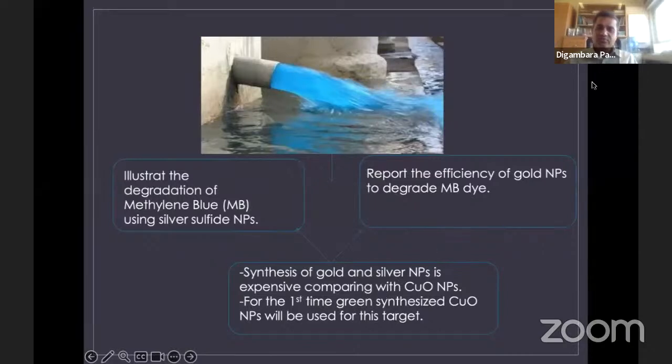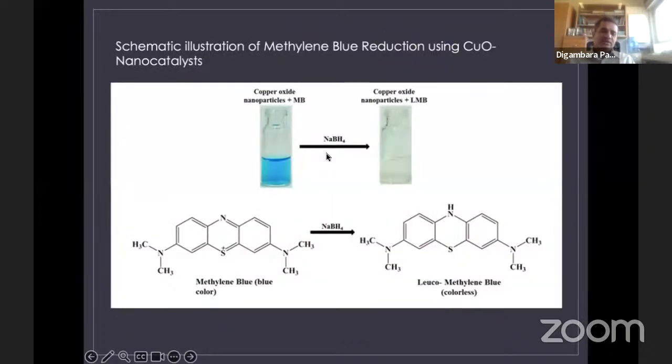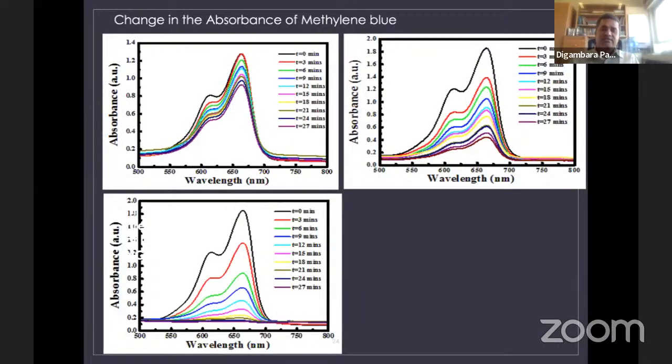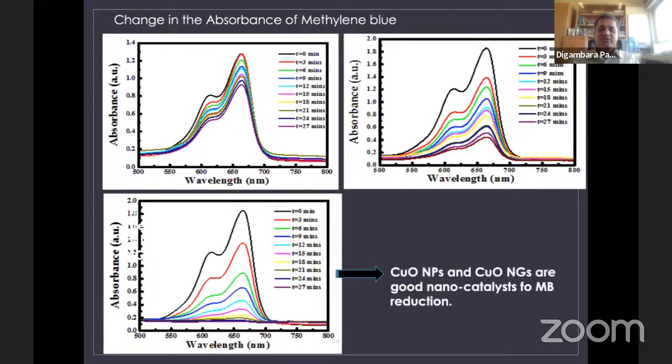And these nanoparticles we prepared in different shapes, like I mentioned earlier, and we made nanograins, which look like a grain, like a wheat or rice grain. And we compared with the smaller nanoparticles. This is how methylene blue goes from color to colorless after the reduction. So we use copper oxide nanoparticles as a catalyst, and we could improve it, especially the nanograins are much more efficient for reduction of methylene blue compared to copper oxide nanoparticles.